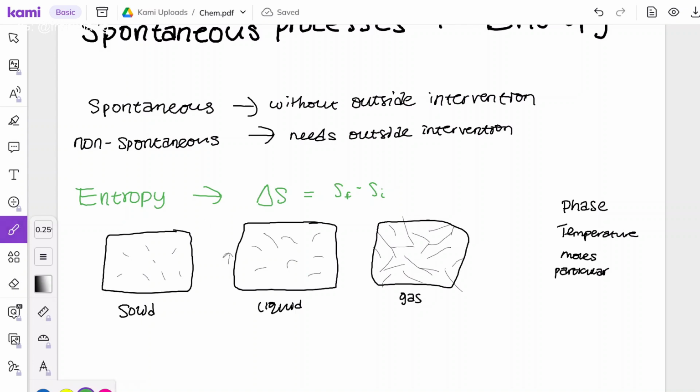And that is the first factor, phase. And then when it comes to the second factor, temperature, it's the same.